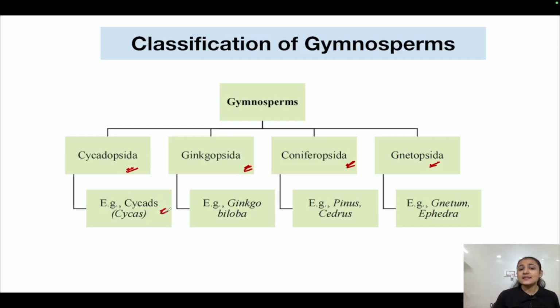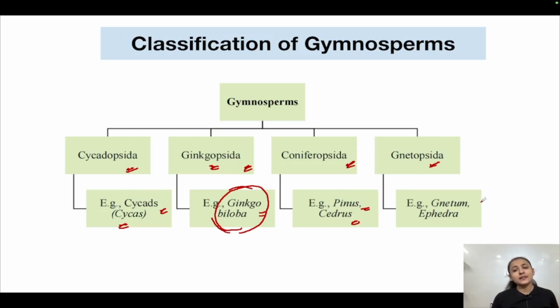साइकेडोप्सिडा में हमारे आते हैं साइकैड्स, जिसका वन ऑफ द मोस्ट इंपॉर्टेंट एग्जांपल्स है साइकस. गिंकोप्सिडा में हमारा आता है Ginkgo biloba. Ginkgo biloba is the only living genus that is present in the Ginkgopsida group. This is the only living plant that is present in this group. Coniferopsida is the largest group that comes under Gymnosperms and इसके अंदर हमारे आते हैं Pinus and Cedrus. ये 2 एग्जाम्पल्स हैं. इसके अलावा और भी बहुत एग्जाम्पल्स हैं जो are included under Coniferopsida.